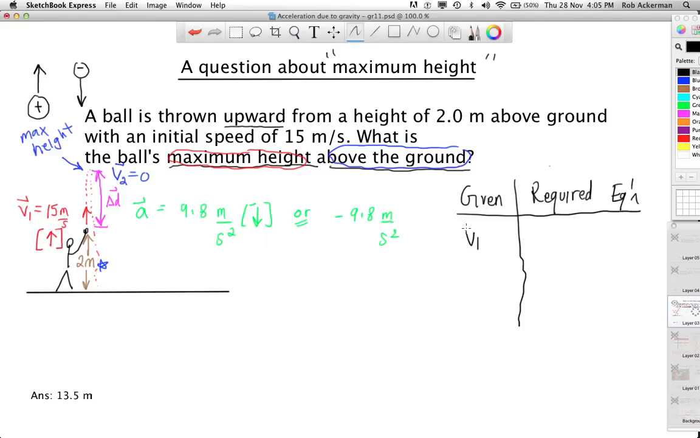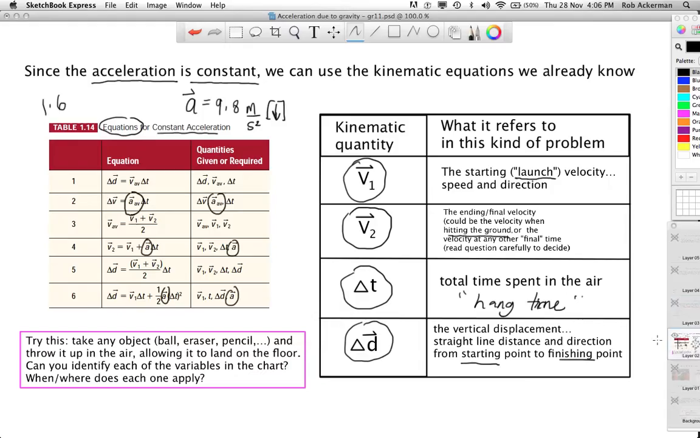We have v1, we figured out v2 because it's a maximum height question, we know the acceleration, and I believe that's all we know. We want delta d, and now we need an equation. So where's the equation with v1, v2, acceleration, and delta d? Let's have a look. Pause the video now and look through these equations and see if you can find one.